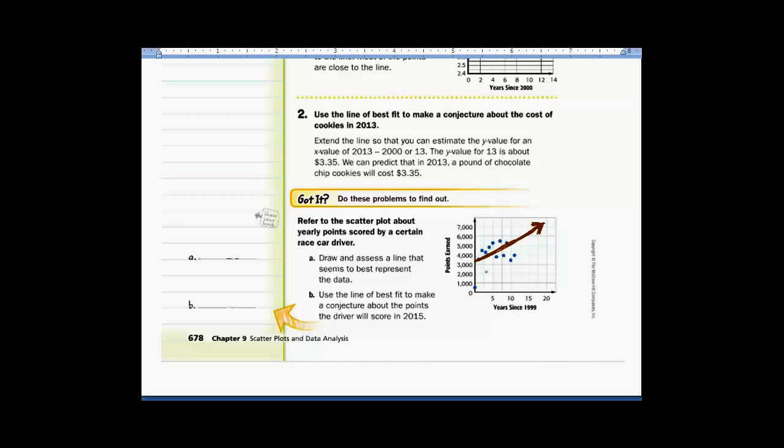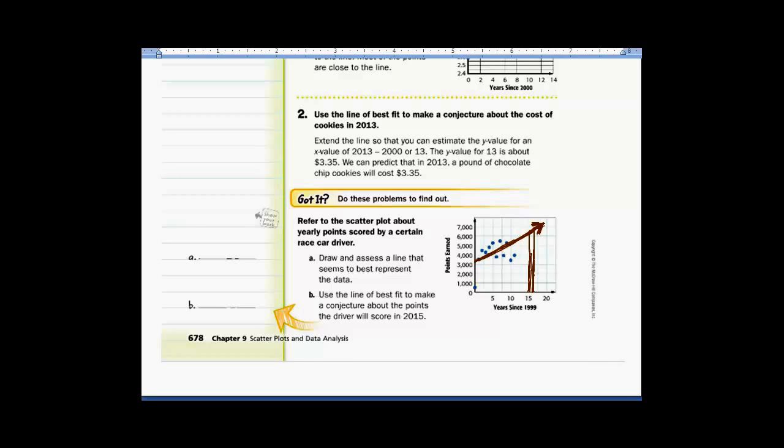So draw and assess a line that seems to best represent the data. That's what we did for A. B, use the line of best fit to make a conjecture about the points the driver will score in 2015. So 2015, years since 1999, we'd actually have to go up 16. Years since 1999 would be 16 years. And there we go. So just right around 6,000, maybe a little bit more than 6,000.